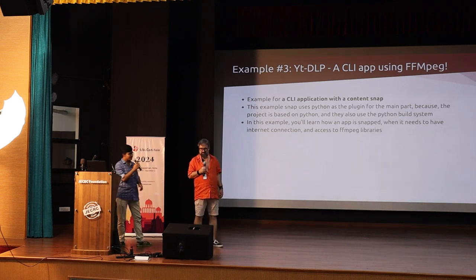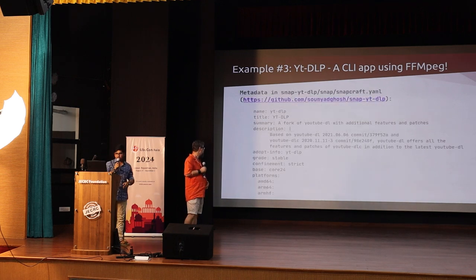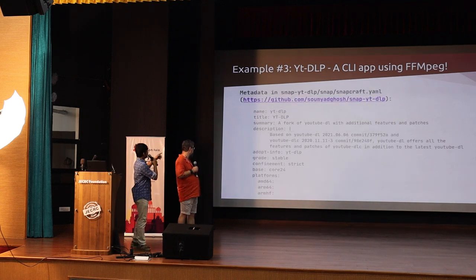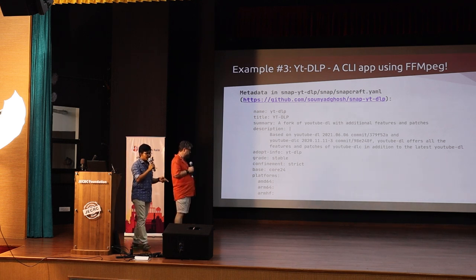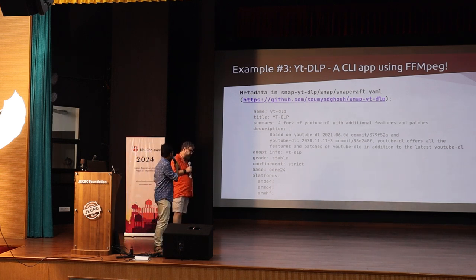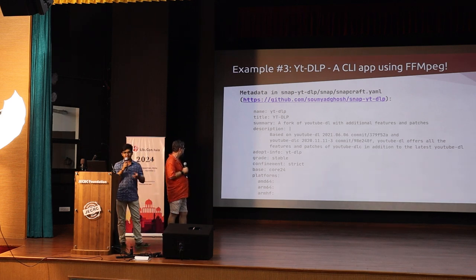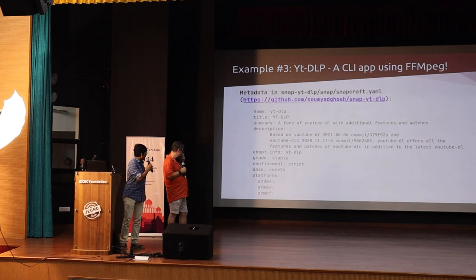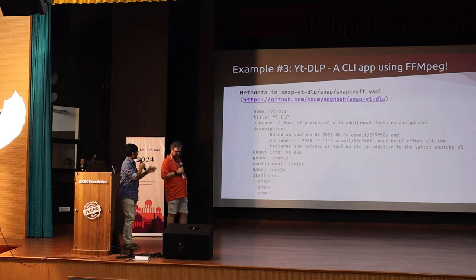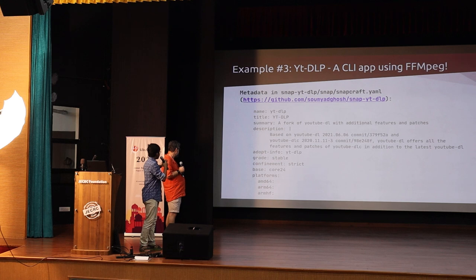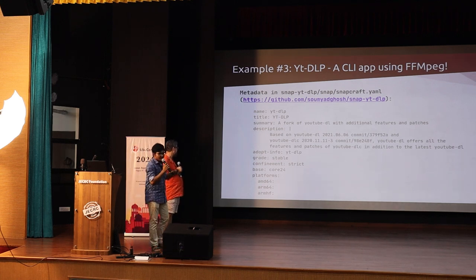So we'll see that in the next slide. So first of all, of course, metadata, and this is the repository to clone from. This is actually my fork, because the FFmpeg-integrated one is still not in the official snap repository. The MR is still in the queue. So these are the same as you saw before: the name, the description, the summary, and this one is a bit particular. This is adopt-info: yt-dlp.